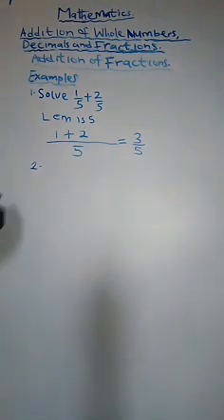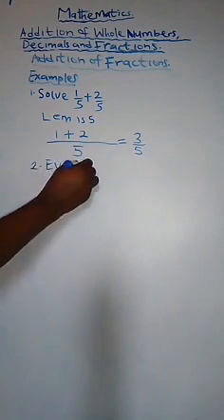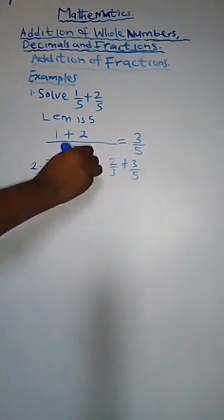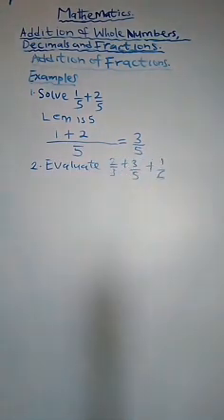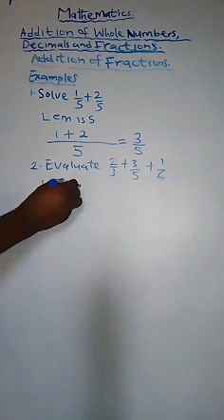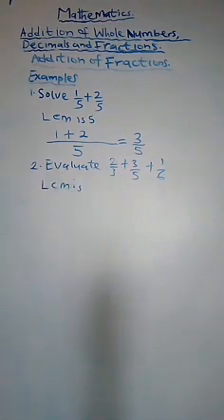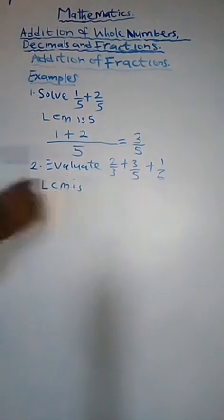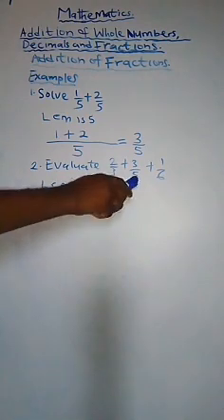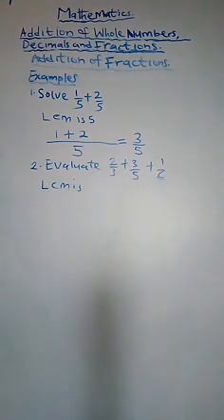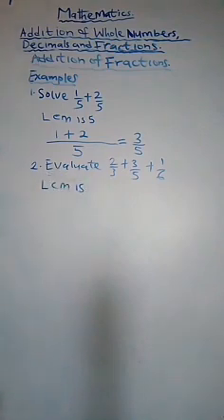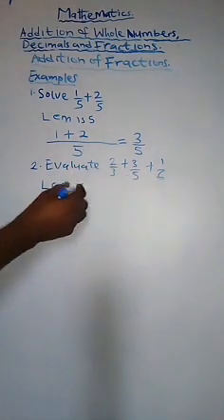Let's say you have a question that says evaluate 2/3 plus 3/5 plus 1/6. The first thing you do, you look for the LCM. The simple meaning of LCM is that you need to look for a number, just a number that 3 can divide, 5 can divide, 6 can also divide, without any remainder. So that is what we call LCM in mathematics. Just a number that all the numbers can divide without remainder.